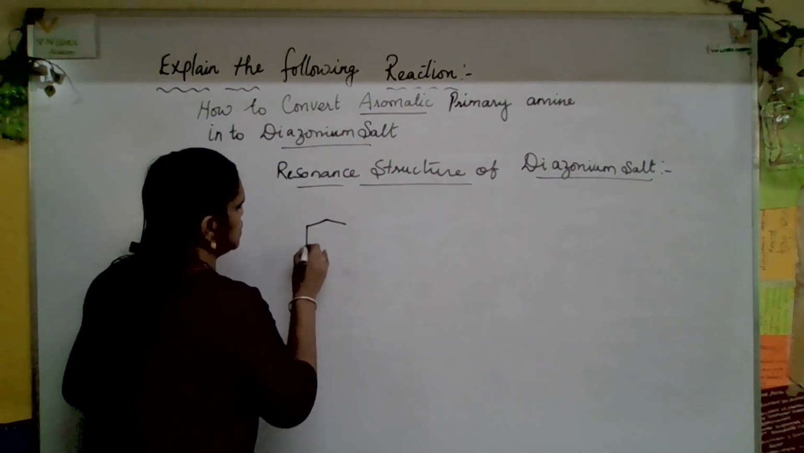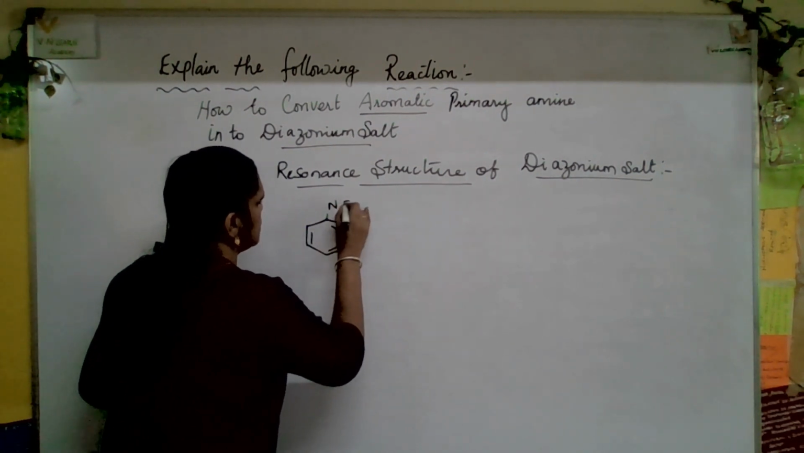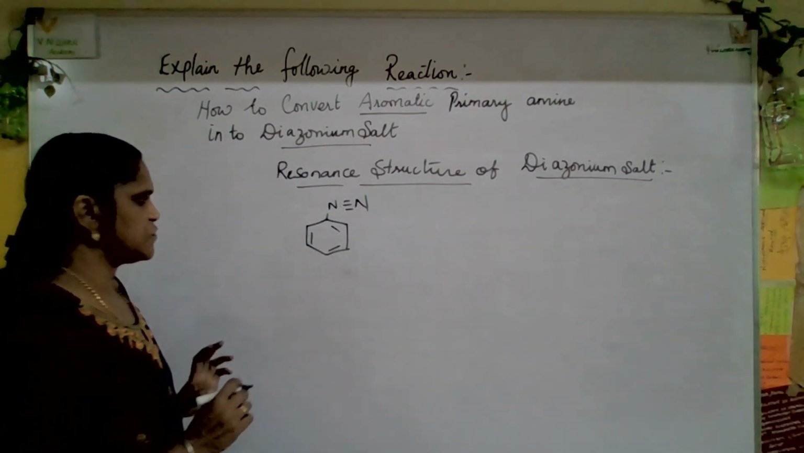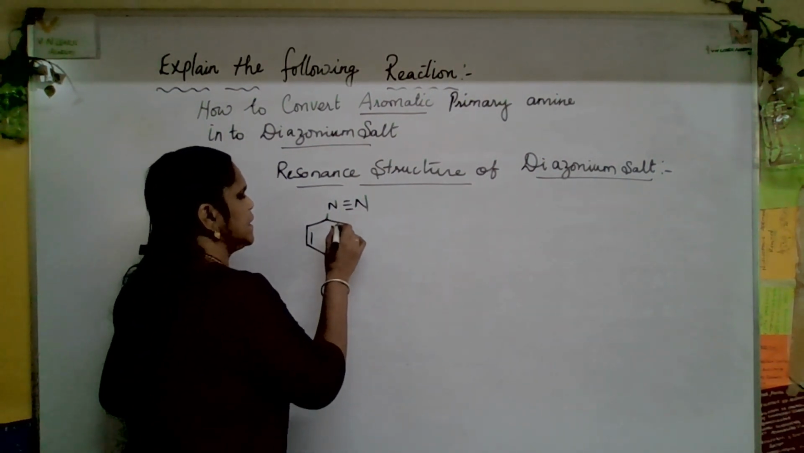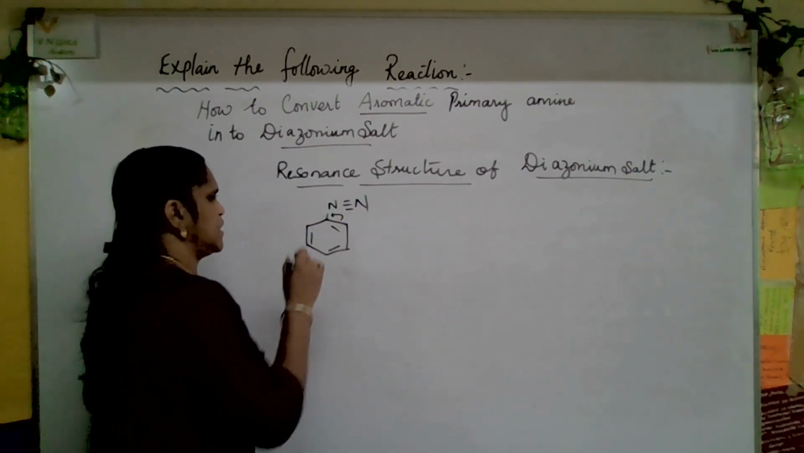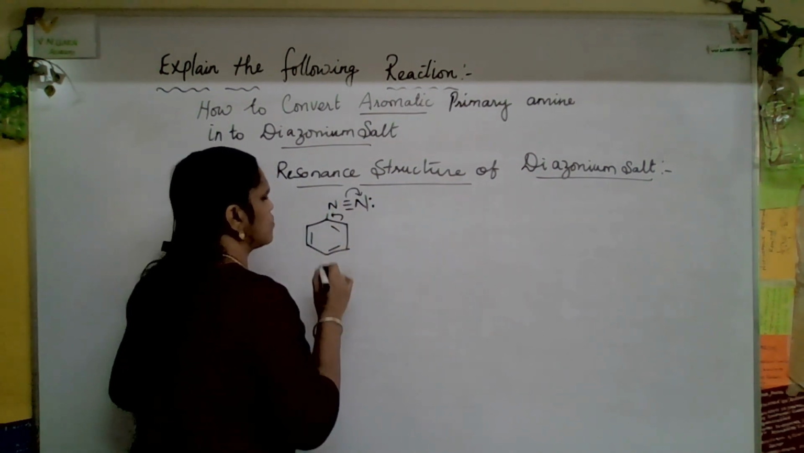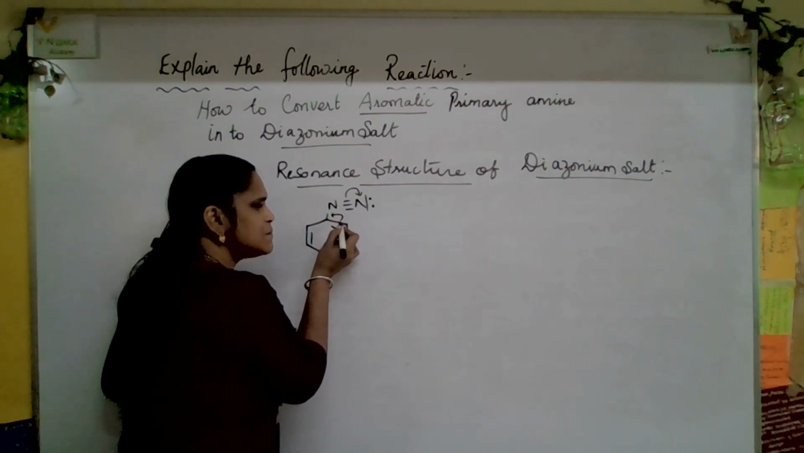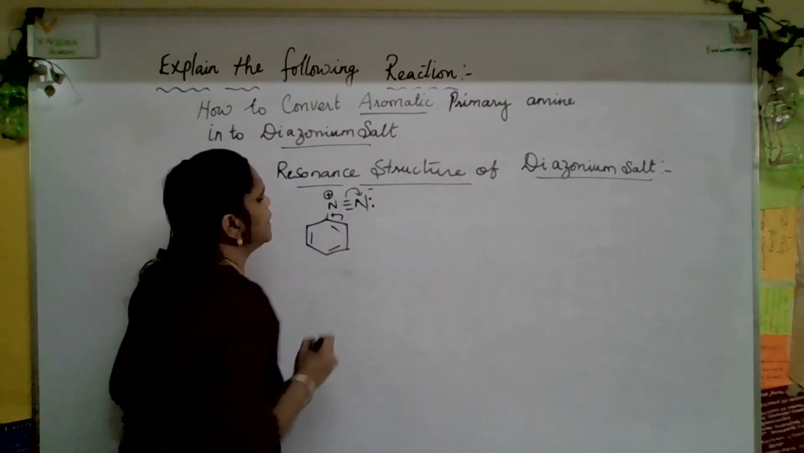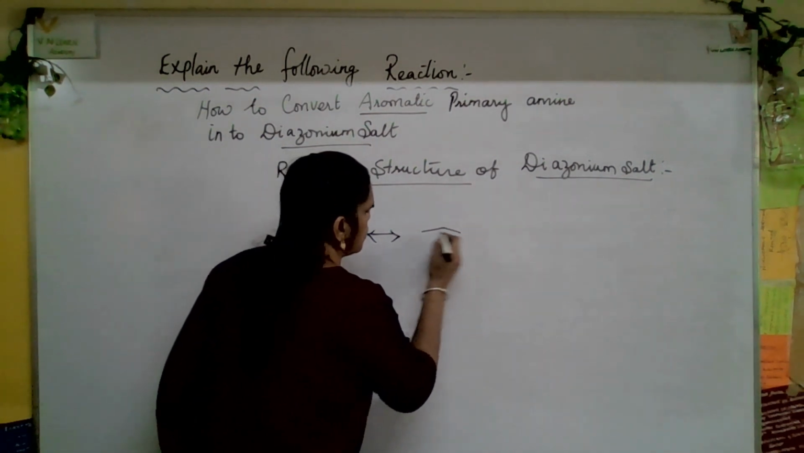Now this is the diazonium salt. N triple bond N, that is attached with benzene. Now what happened here? This bond is going to shift over here. Automatically, already two lone pairs of electrons are available. So when this bond shifted over here, this will become a positive charge and this will become a negative charge. Now a double headed arrow for the resonance.